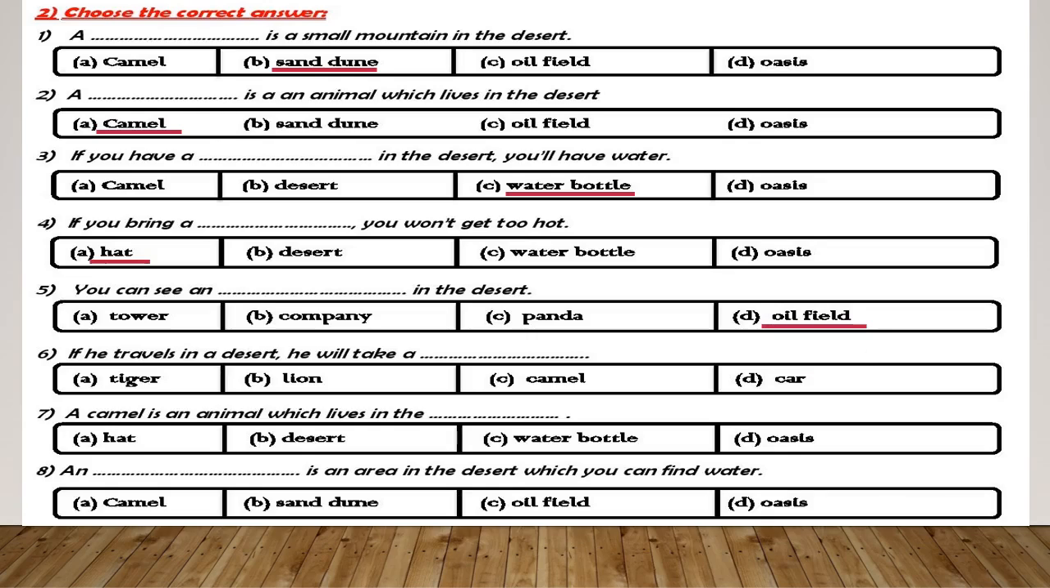Next, if he travels in a desert, he will take a tiger, lion, camel, or a car. Yes, he will take a camel if he travels in a desert, because the camel is an animal which lives in the desert and can stay a long time without water or food. Number 7. A camel is an animal which lives in the desert. The last one, a blank is an area in the desert where you can find water. Yes, an oasis.